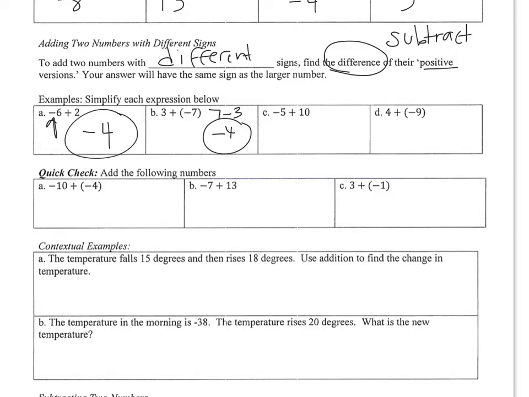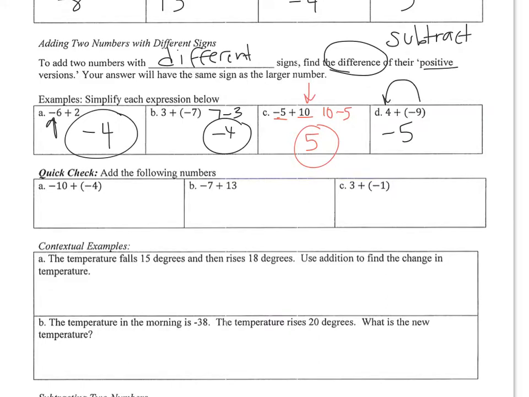If I do -5 plus 10, I'm going to do 10 minus 5, which is 5. And in the original problem, there's more positives with the 10, so the answer is just 5. And 4 plus -9. I know the answer is going to be negative because there's more negatives, so there's going to be 5 negatives because 9 minus 4 is 5.